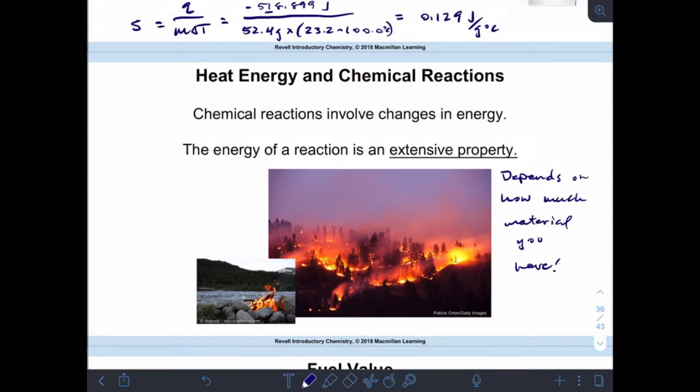Okay, so if I'm, for example, burning wood, that's an exothermic process that releases heat, right? If I burn one log, I get a certain amount of heat. If I burn 10 logs, I get 10 times as much heat. So the energy of a reaction depends on how much material you have.